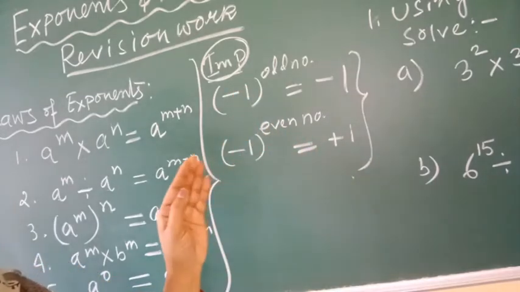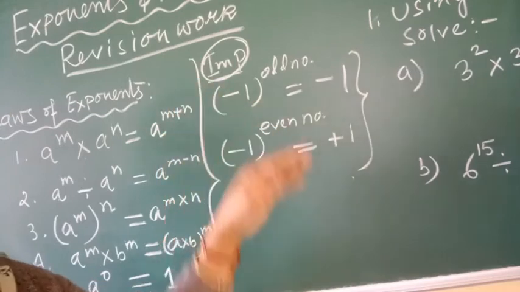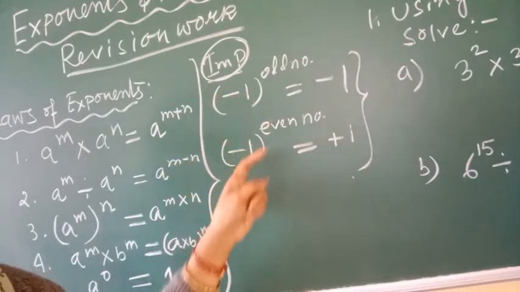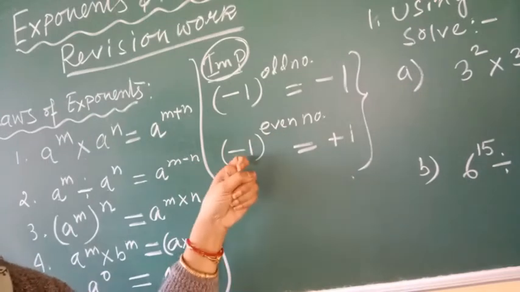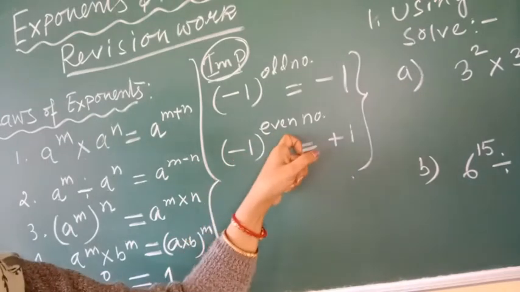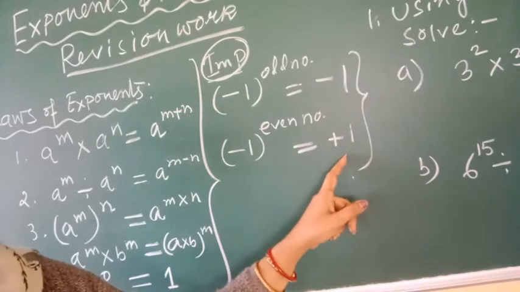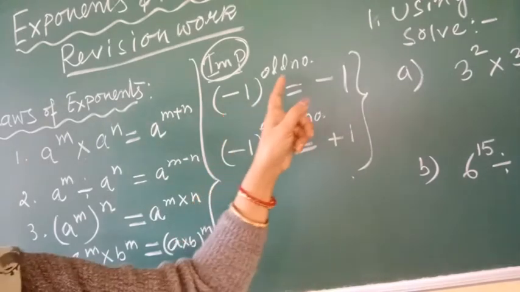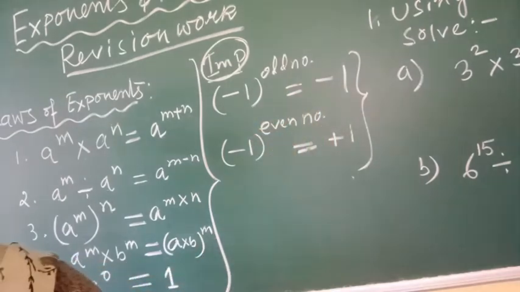You can see this kind of sums in our algebra also, in exponents also. So every time you keep it in your mind. When any minus number has an even power, result will be positive. When any minus number has an odd power, result will be negative. Next question.